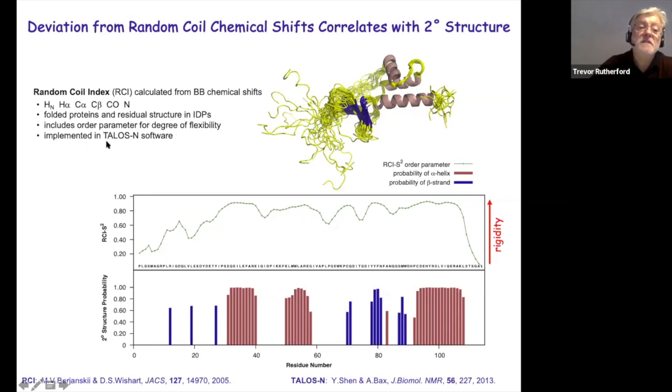And all of this is implemented within the program TALOS-N, which is a software package that's freely available from the NIH from Ad Bax's group. It also includes this thing called an order parameter, which describes the rigidity of the chain. So we can see loops in this particular case.